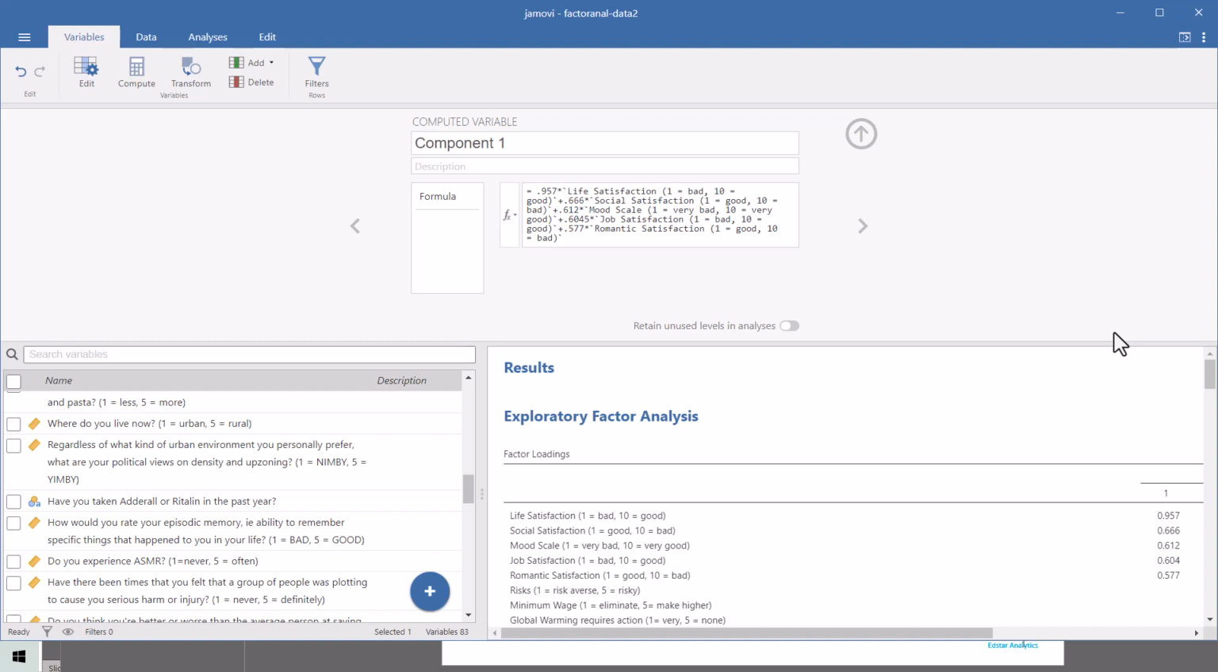I'm assuming that you have gone through the other videos and you've created your factor analysis and you have computed new variables using the results of the factor analysis, where component one here, which hopefully you give a name other than component one, is a linear combination of all of the subscales that came out in the first factor, and you multiply by these factor loadings. So 0.957 times life satisfaction plus 0.666 times social satisfaction, etc. And you include all of the subscales for factor one in component one and make a new variable, and it brings things in at the weight that they bring in.